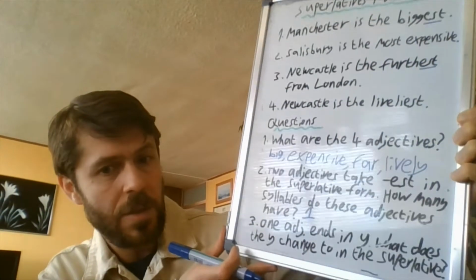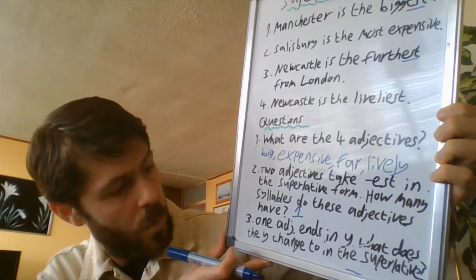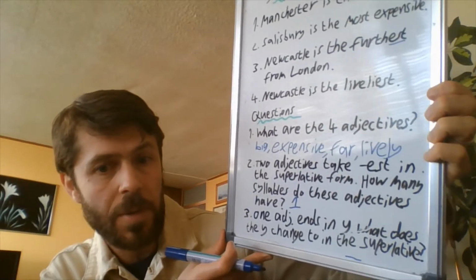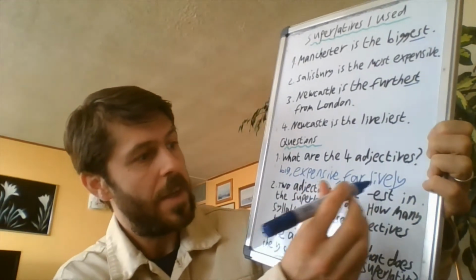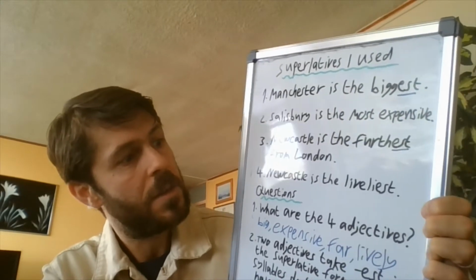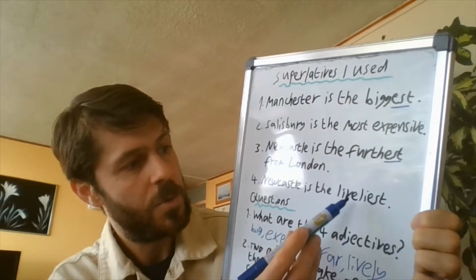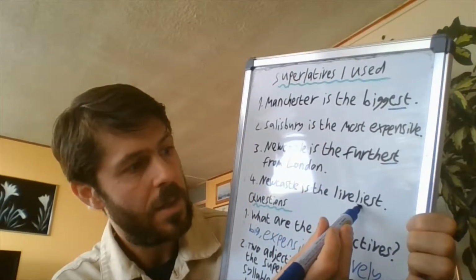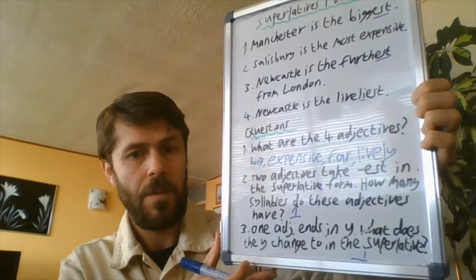The other question, number three, one adjective ends in Y. What does the Y change to in the superlative? It was lively, wasn't it? That ends in Y. Now the superlative is the liveliest. So we lose the Y and we replace it with I.